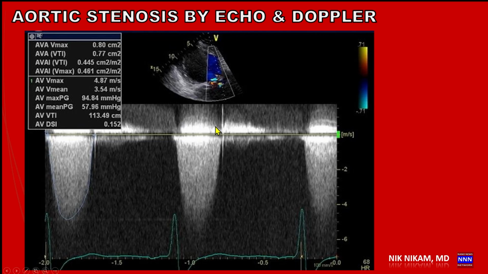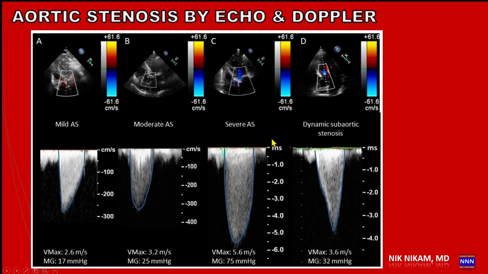As I said, we can take many other features into consideration. Here are some examples of mild aortic stenosis where the velocity is 2.6 and the mean gradient is 17. And here's moderate stenosis, 3.2 with a mean gradient of 25. And here's a severe aortic stenosis, velocity of 5.6 meters per second, a mean gradient of 75 millimeters of mercury. And here comes a subaortic stenosis with a velocity of 3.6 and a mean gradient of 32.